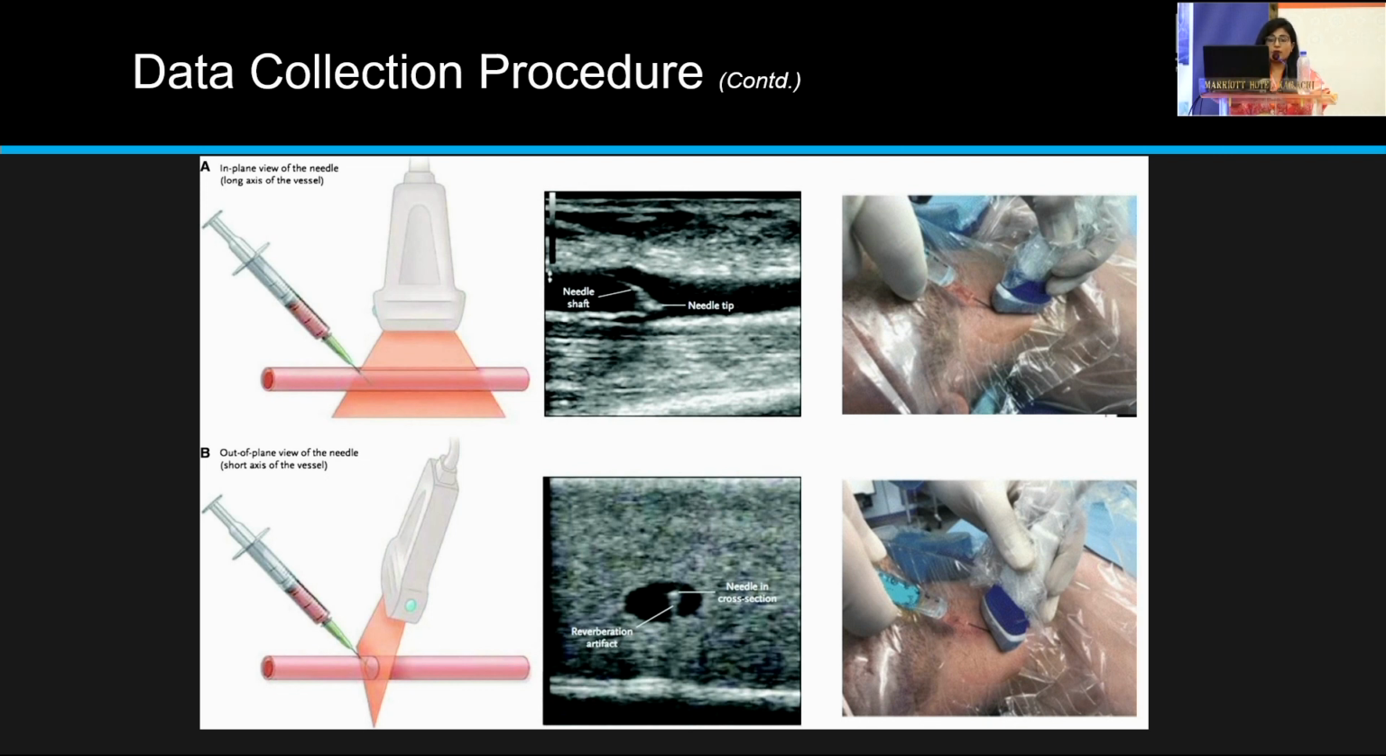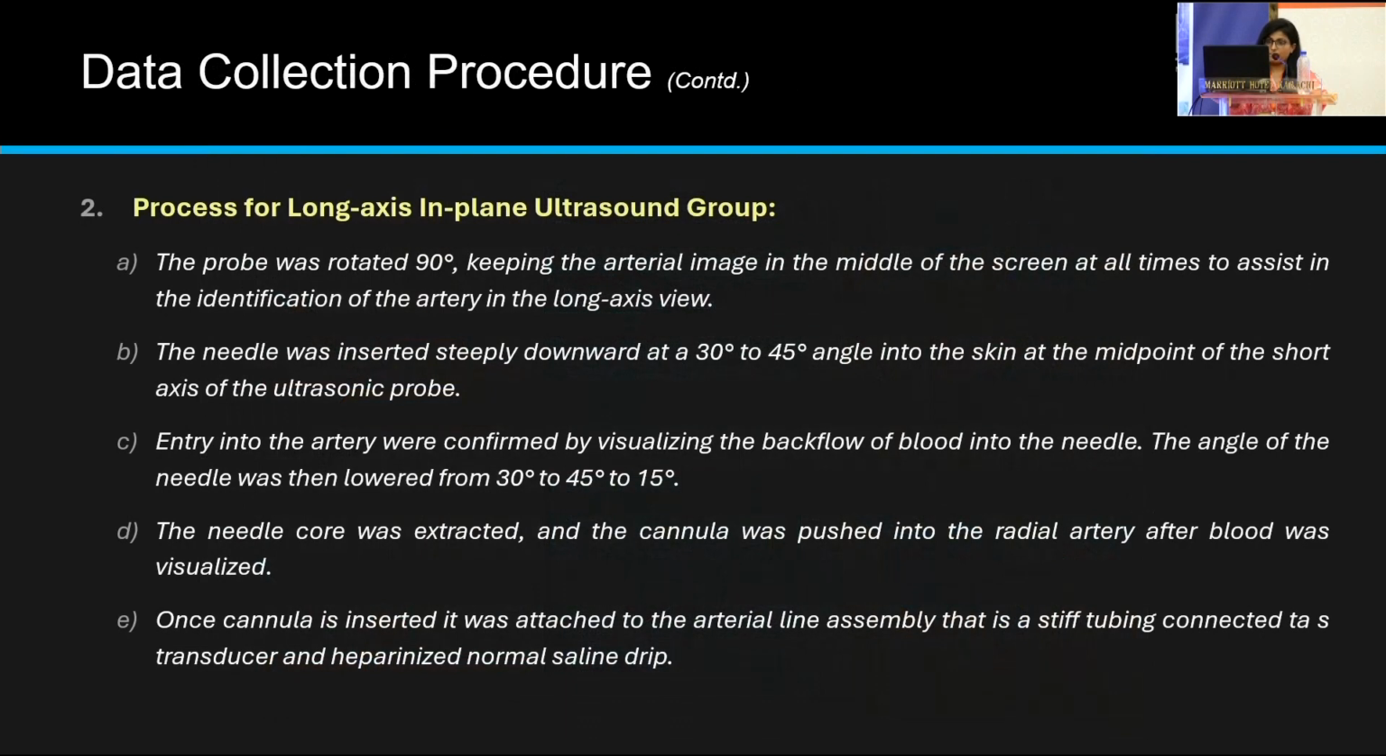Once the backflow of blood was confirmed, the needle was then lowered to 15 degrees. The core was extracted, the cannula was pushed and connected to the transducer, and the standard procedure was followed.